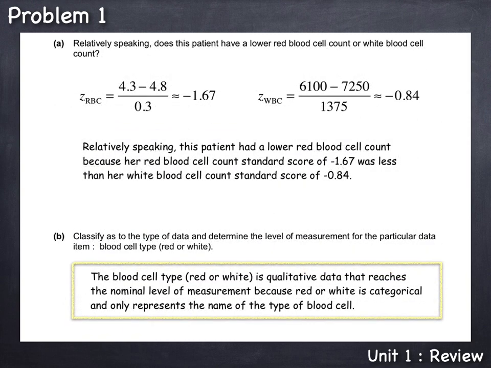The blood cell type, red or white, is qualitative data that reaches the nominal level of measurement because red or white is categorical and only represents the name of the type of blood cell. Here again, we answered the question, but we also provided our reasoning for providing these answers.